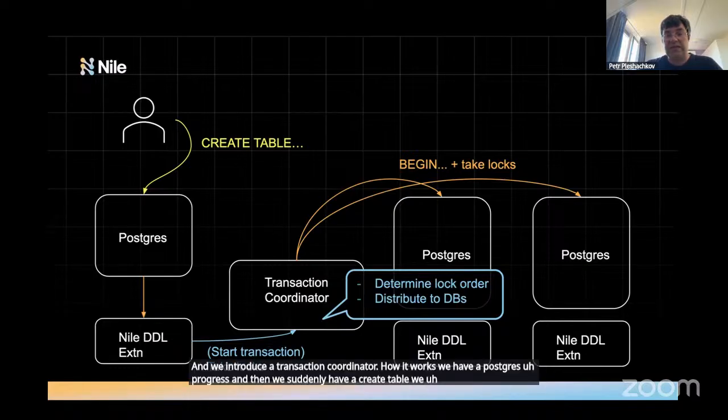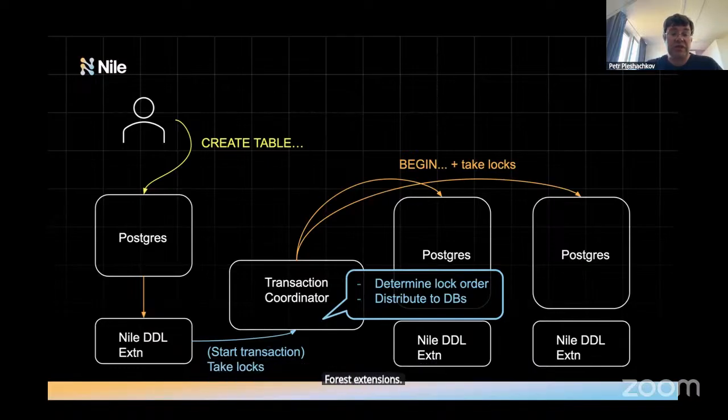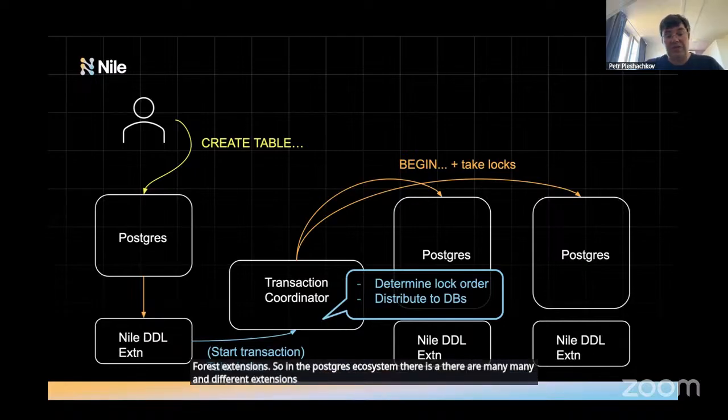We created an extension for Postgres. So Postgres, what's the beauty of Postgres? Then it's really extendable database, and you can add new functionality through the mechanism of Postgres extensions. So in the Postgres ecosystem, there are many different extensions, and of course we also use that mechanism.